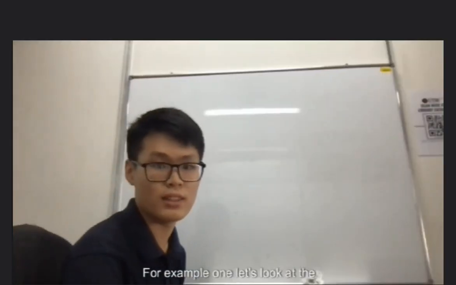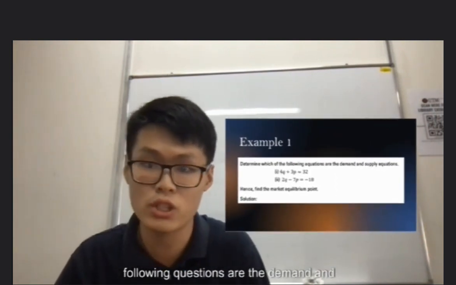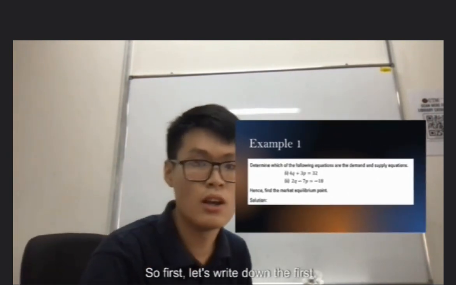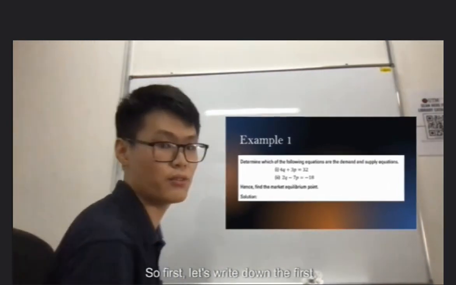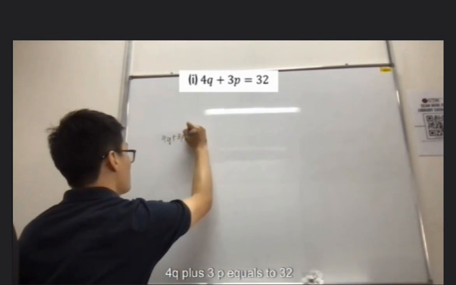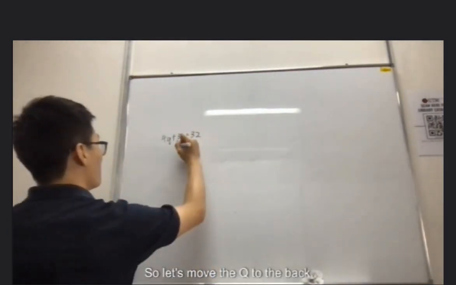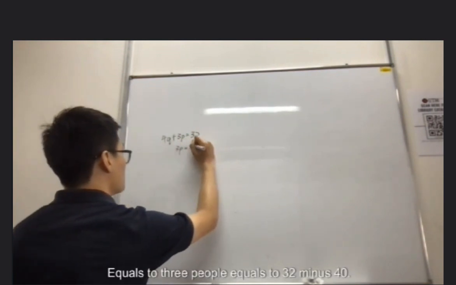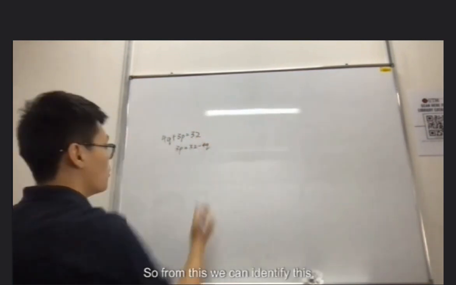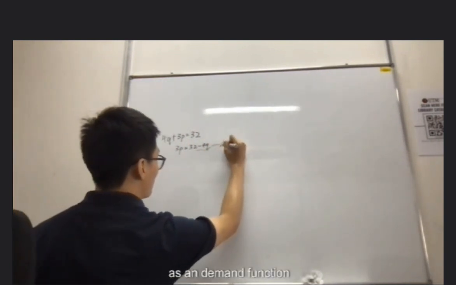For example 1, let's look at the equations. We have to determine which of the following equations are the demand and supply equations. First, let's write down the first equation: 4q plus 3p equals 32. Let's move the q to the back, so 3p equals 32 minus 4q. From this, we can identify this as a demand function.